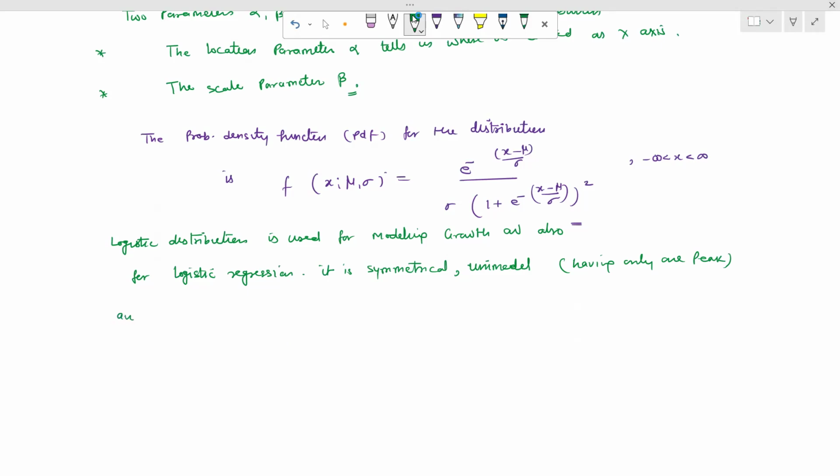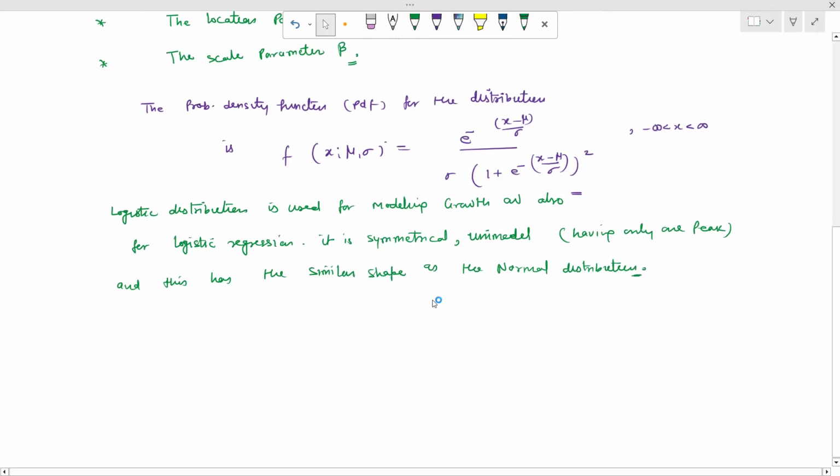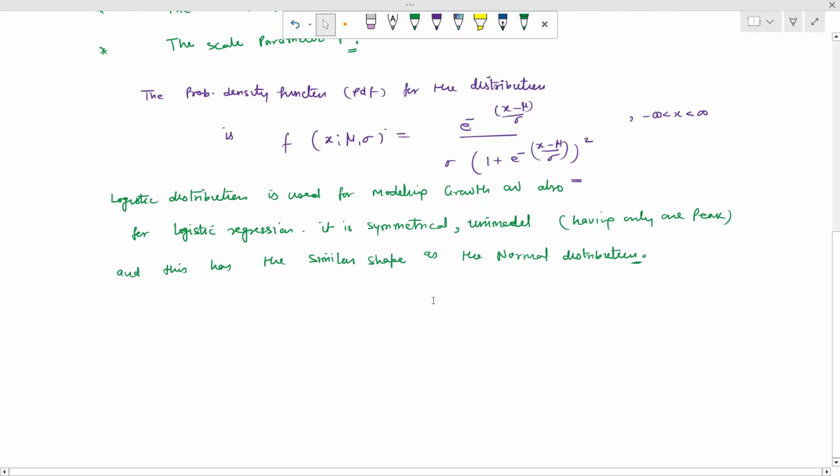And this has a similar shape to the normal distribution. और इसकी जो shape होती है बिल्कुल exactly similar to the normal distribution, क्योंकि normal distribution is also having one peak, also unimodal, also symmetrical. So the logistic distribution shows the same behavior as the normal distribution.